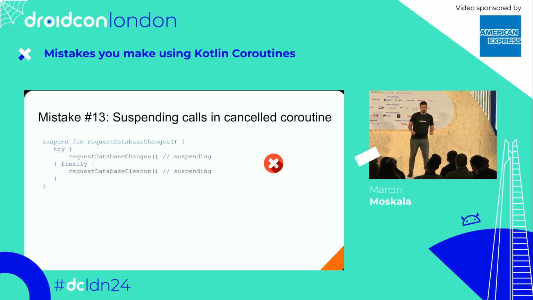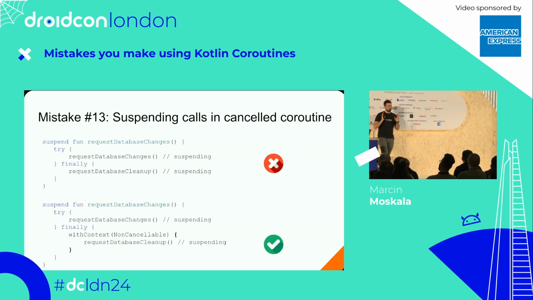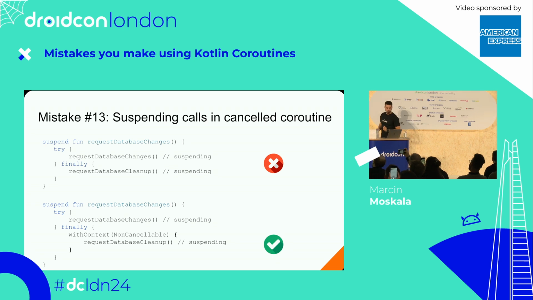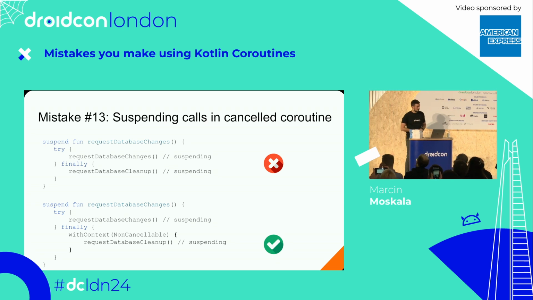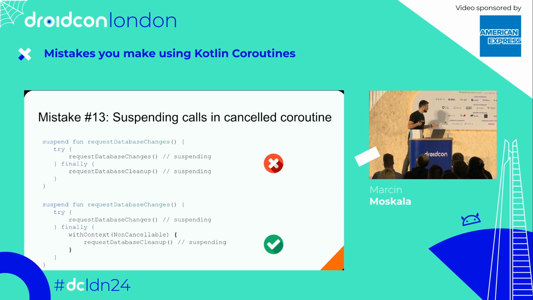So all the suspending code, or the code that creates children, that should be executed for canceling coroutines, should be wrapped with this special block, with context non-cancelable. It is particularly made for such situations. If you don't do that, then in case of cancellation, this cleanup will never be executed, and you won't even know about it because there is no stack trace, no trace about it.